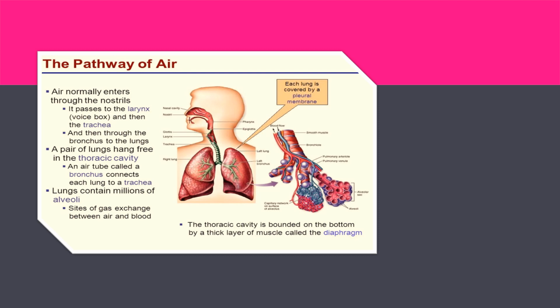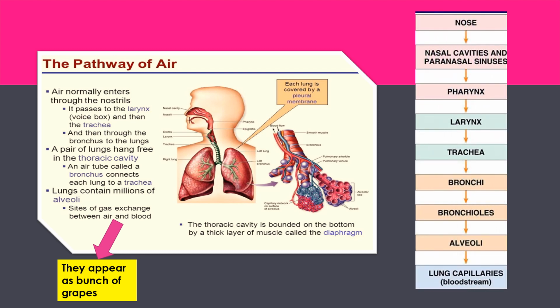A pair of lungs hang free in the thoracic cavity. An air tube called the bronchus connects each lung to the trachea. Lungs contain millions of alveoli, which are the sites of gas exchange between air and blood. The alveoli appear as a bunch of grapes. The thoracic cavity is bounded on the bottom by a thick layer of muscle called the diaphragm.